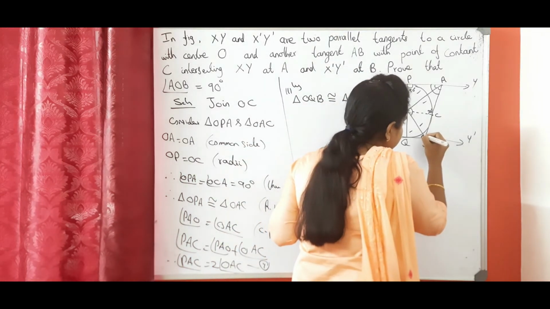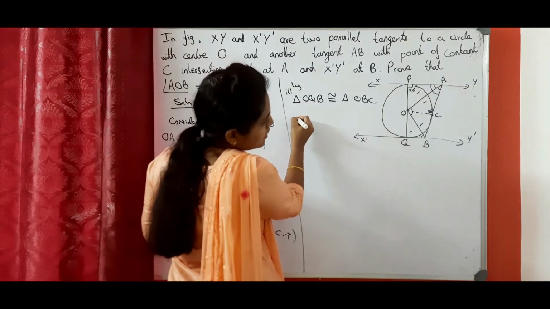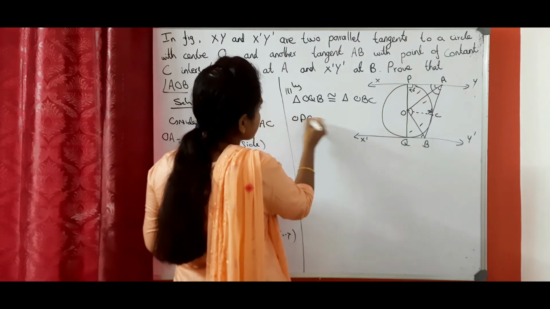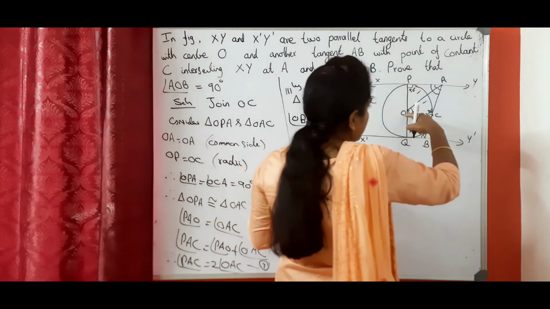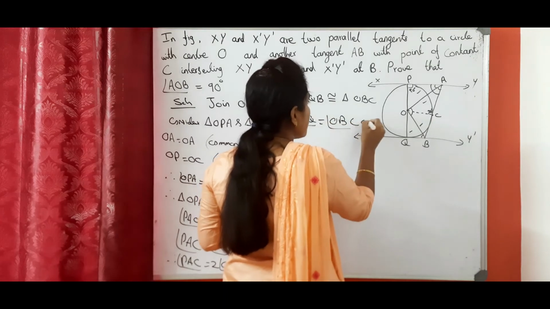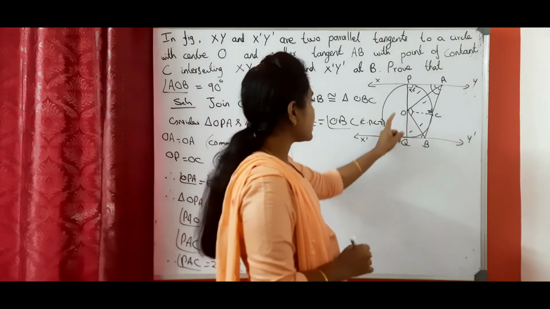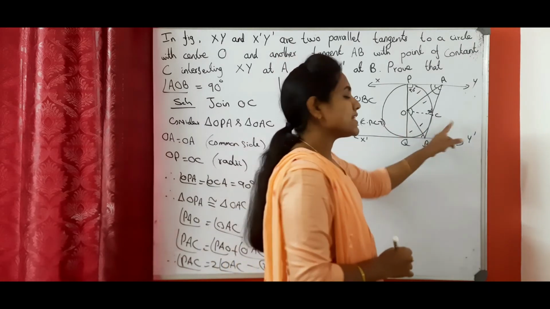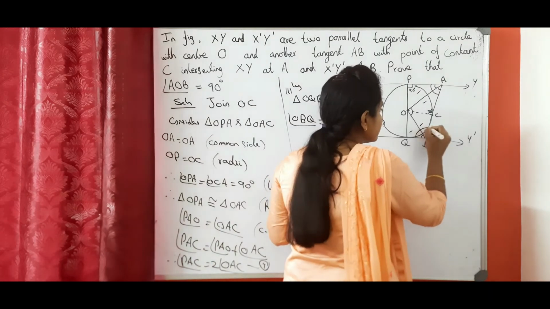What is the corresponding angle of OBQ? OBQ equals OBC, right? Corresponding parts of congruent triangles are equal. So what is the corresponding angle of OBQ? OBC is the corresponding angle. So both are equal.